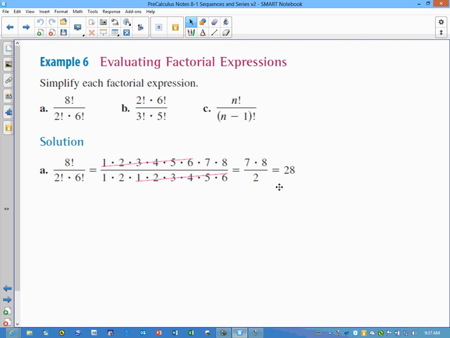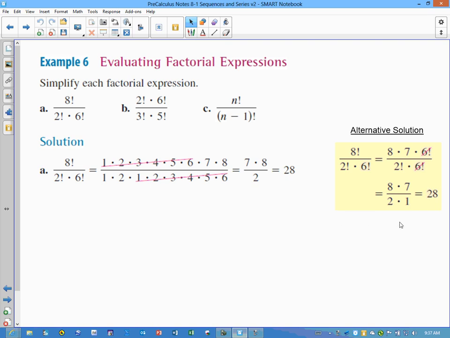An alternative way to do it, which I do prefer, is to recognize that 8 factorial, you can break that up as 8 times 7 times 6 factorial. And when we recognize that, in other words, 8 factorial is 8 times 7 times 6 factorial, then we just cancel out the 6 factorials. And again, 2 factorial is 2 times 1, so 2 goes into 8 4 times. 4 times 7 is 28.